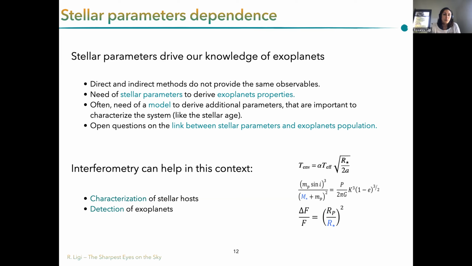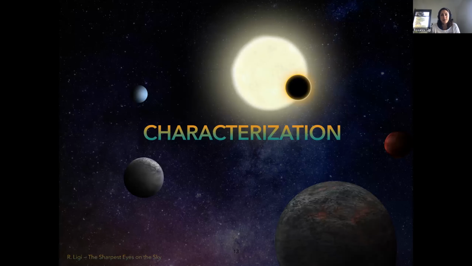You can also use models, but we know that they can be degenerate, and also the more stellar parameters you add in your model, the more accurate it will be. So this is the context, and interferometry can help in two ways: first, the characterization of stellar hosts, and second, the detection of exoplanets. So let's start with the characterization.